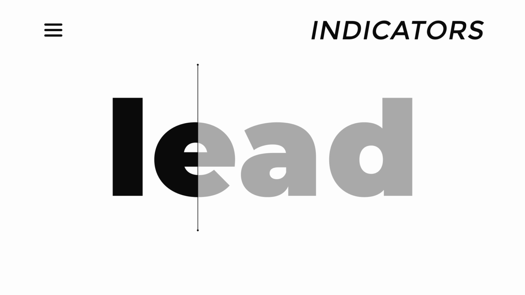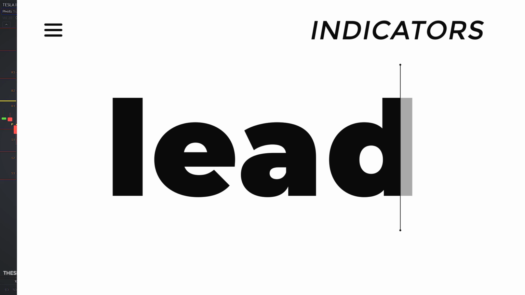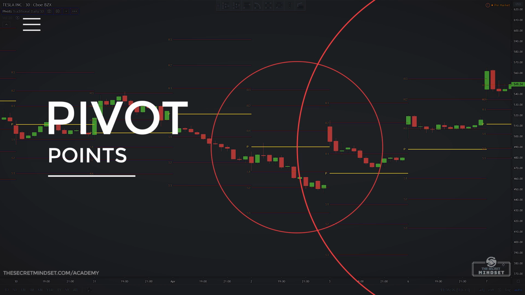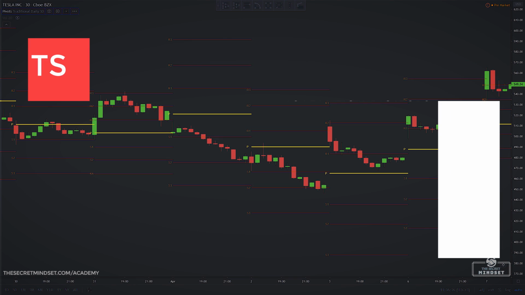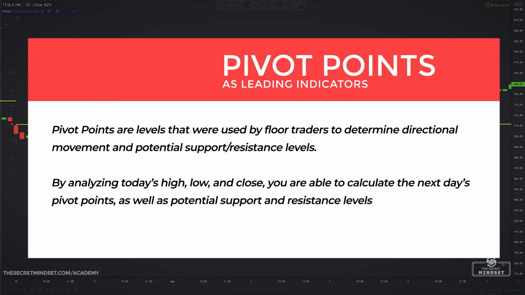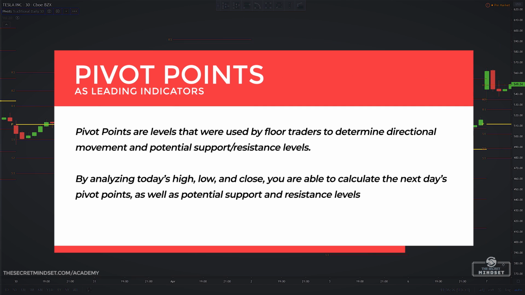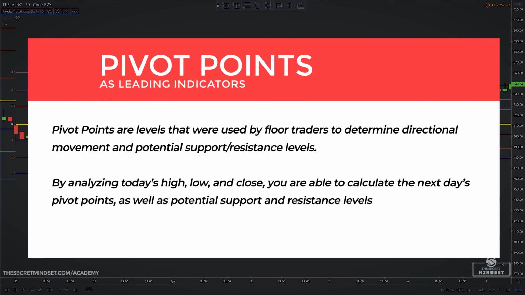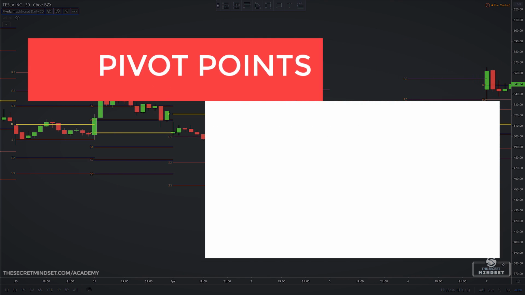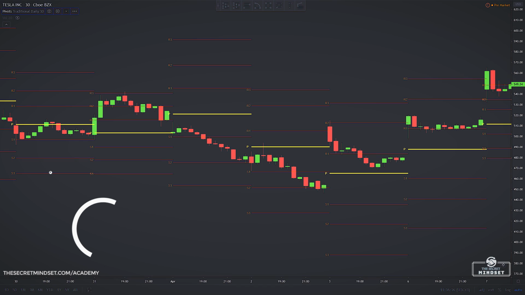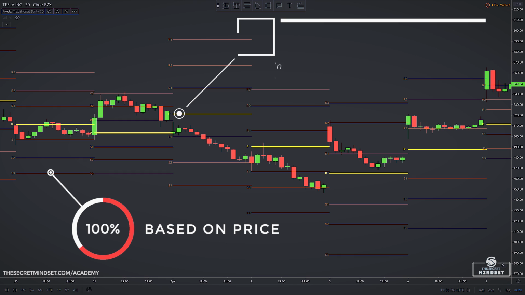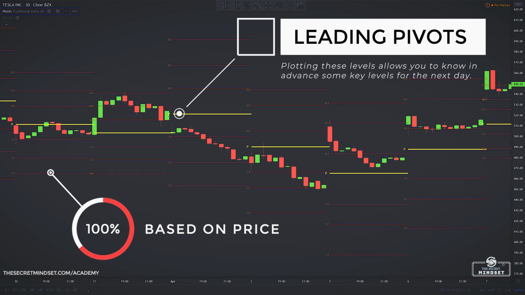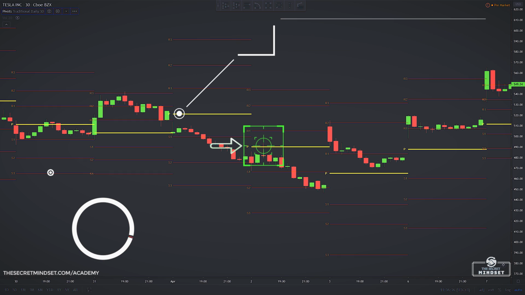So which indicators or tools do I consider to be leading indicators? Well, pivot points are leading indicators. Pivot points are levels that were used by floor traders to determine directional movement and potential support and resistance levels. By analyzing today's high, low, and close, you are able to calculate the next day pivot points, as well as potential support and resistance levels. Part of what makes the pivot points so reliable is the fact that they are based purely on price. Plotting these levels allows you to know in advance some key levels for the next day. You know that if the price reaches this area, for example, there will be a reaction, a rejection, or a breakout.